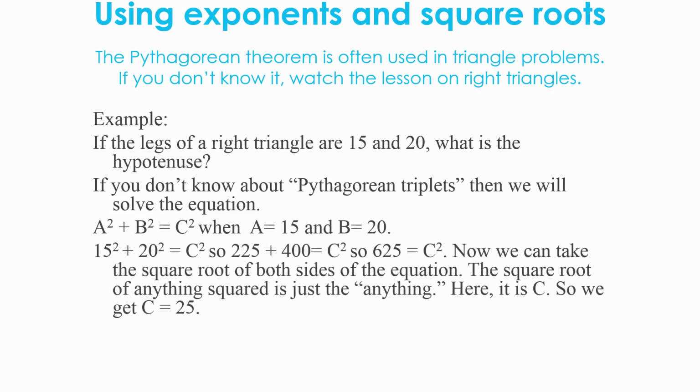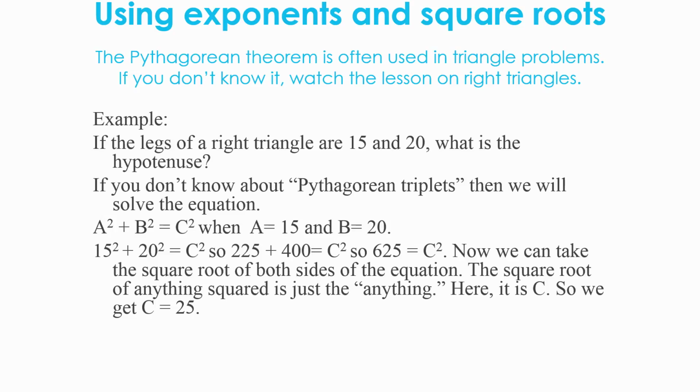A squared plus b squared equals c squared. A equals 15, b equals 20. So we've got 225 plus 400 equals c squared. That's 625 equals c squared. Now, we can take the square root of both sides of the equation. The square root of anything squared is just the anything. So the square root of c squared is c. The square root of 625 is 25, so we have c equals 25.